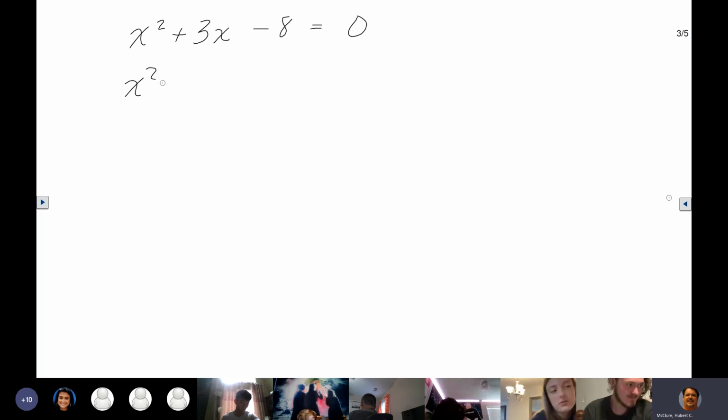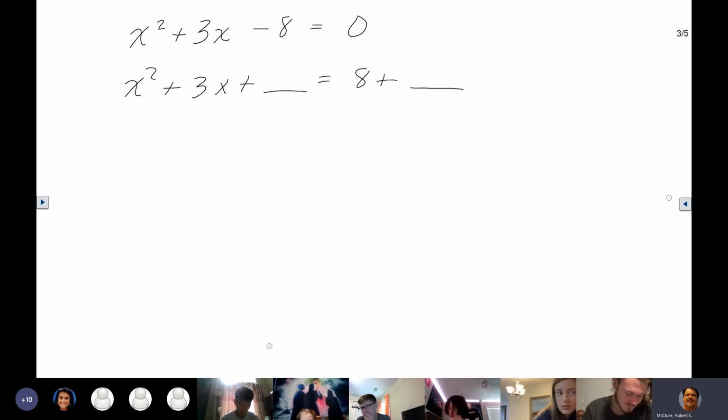x squared plus 3x plus blank is equal to 8 plus blank. And you've got your K through 12 teachers to blame for it, because the math used for a fraction is simple math. 3 divided by 2, squared, is 9/4.